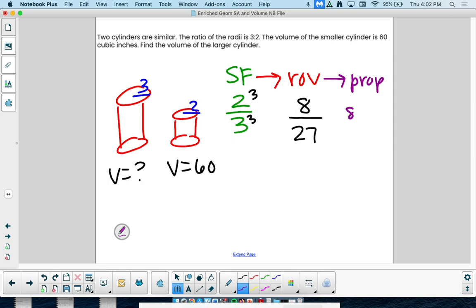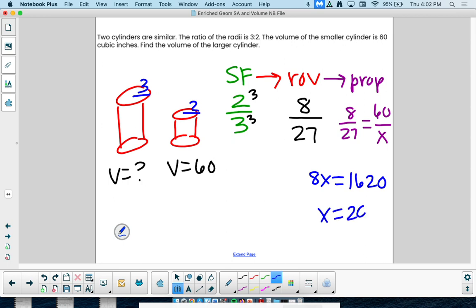So we're going to have 8 over 27 equals, we know the volume of the smaller one, 60, over x. Now we cross multiply. So we'll have 8x equals 27 times 60, which is 1620. Then divide by 8, and we should get 202.5, our units, inches cubed.